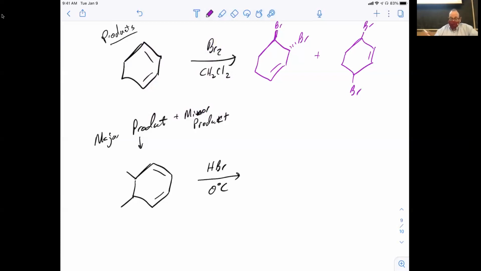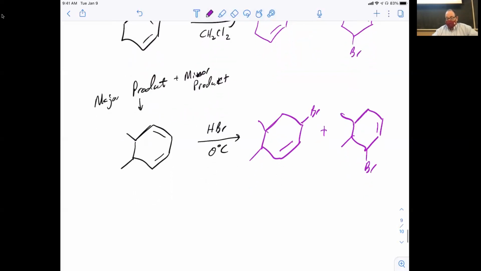On the second one, we could have the bromine here, or we could have the bromine here. In this case, is this more kinetic type conditions or thermodynamic? Low temperature, trying to tell you that this is kinetic. So I want to try and do kinetic control. Sometimes you might see -20, sometimes you might see -78.